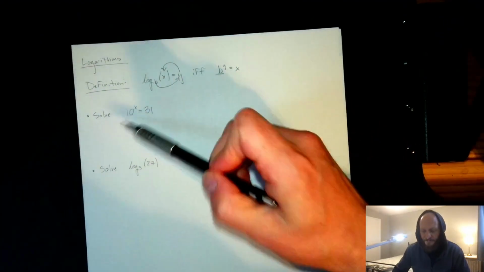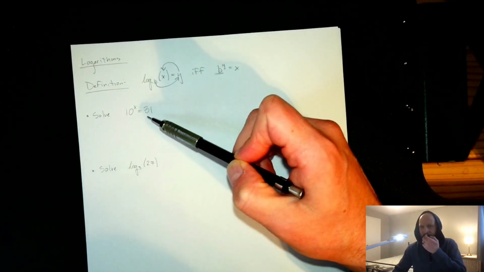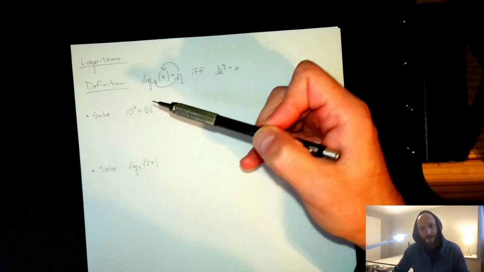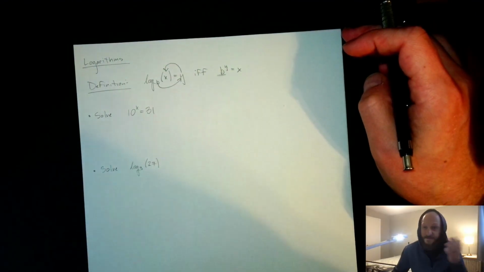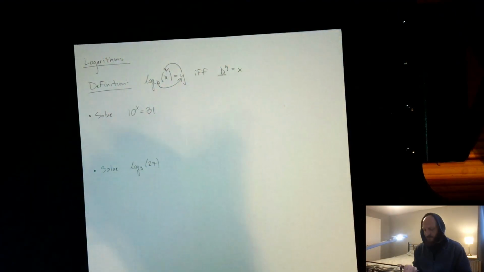So an example problem is something like this. 10 to the x equals 31. 31 is not a power of 10, so it's not going to be a nice clean number. Maybe if you are Rain Man calculator level, maybe you know what x needs to be. I sure don't, most of us don't, and that's what logarithms are used for.